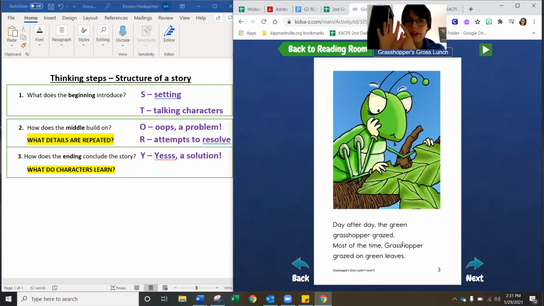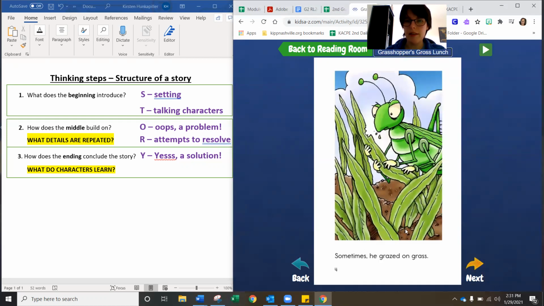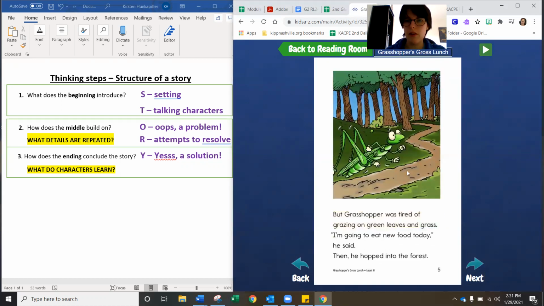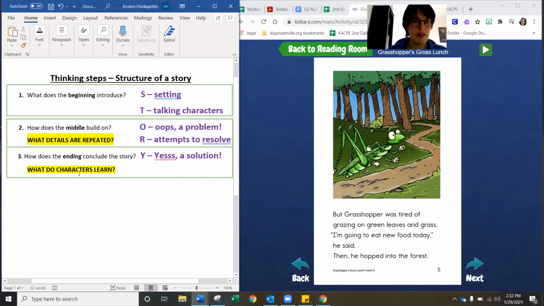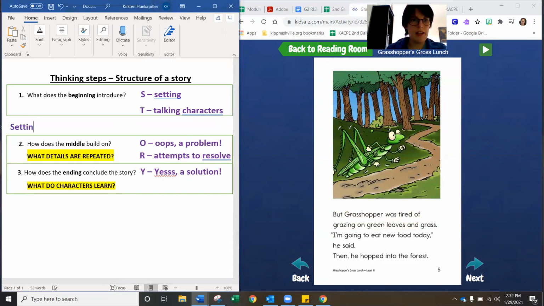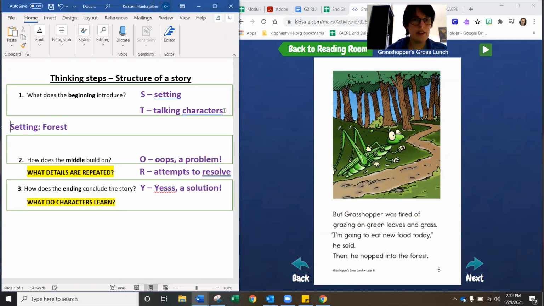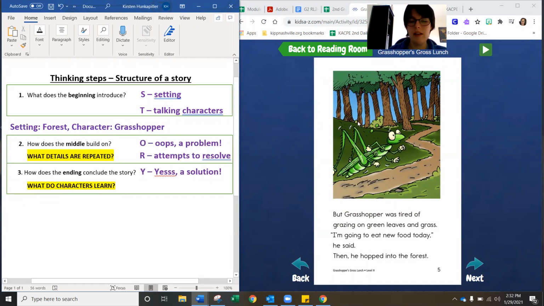I also see that there is a setting. It doesn't really say what the setting is, but I can see in the picture that it is grass or a lawn. And I also see here that there is like a forest. So what I'm going to do is, for step 1, I'm writing setting: forest, and the character that we know is the grasshopper. Great. Now let's keep going.